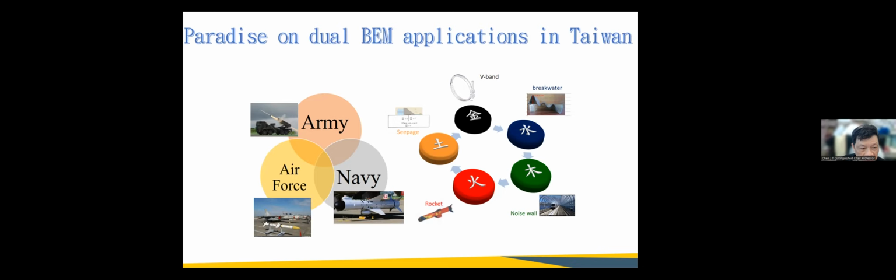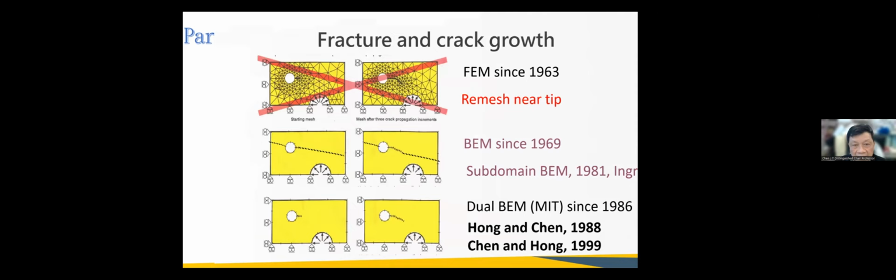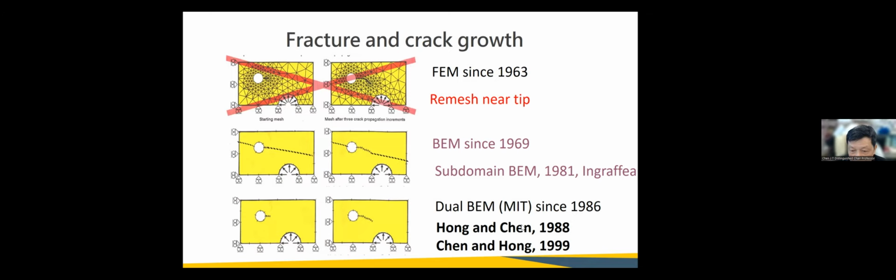Now, I will show you, before our introduction of dual BEM, if we applied finite element to solve crack growth, it is terrible, because we need to remesh at any place on the crack tip, remesh and remesh again. So it is not good for engineers. You need to remesh anytime, near the tip.